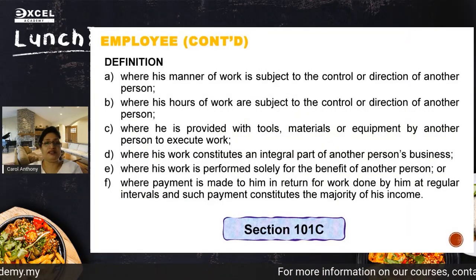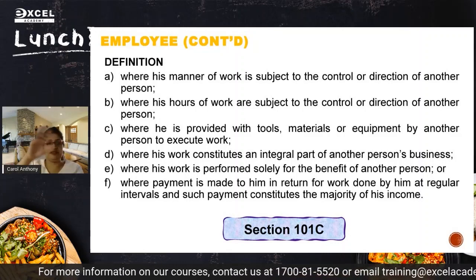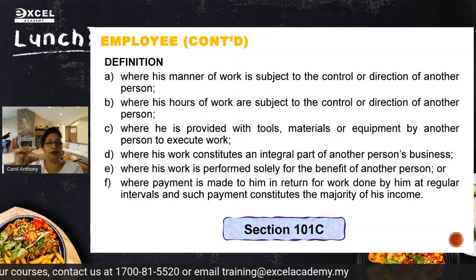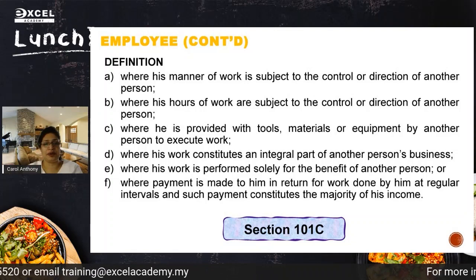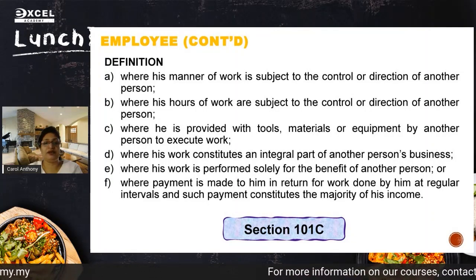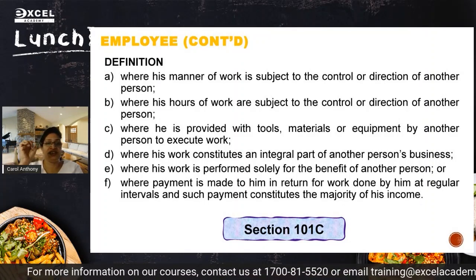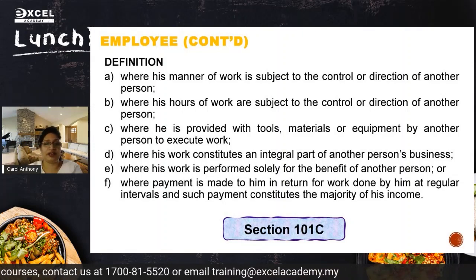Then we move on. The definition for employee is the same, so I won't repeat it. Just like the employer is giving all this, the employee also follows whatever the employer says, and then is considered an employee, right? Again, this is in Section 101C. If you want to look it up, you can write down the section name and number, and later you can look it up.